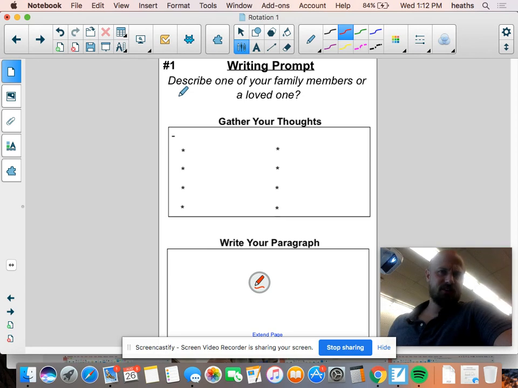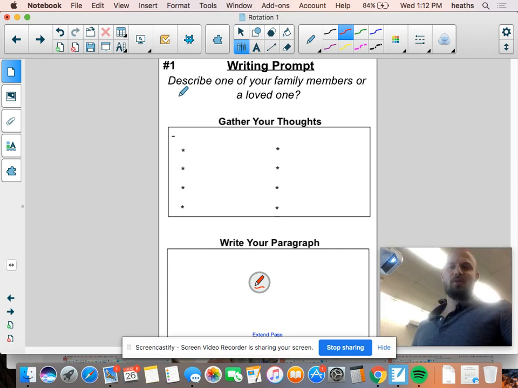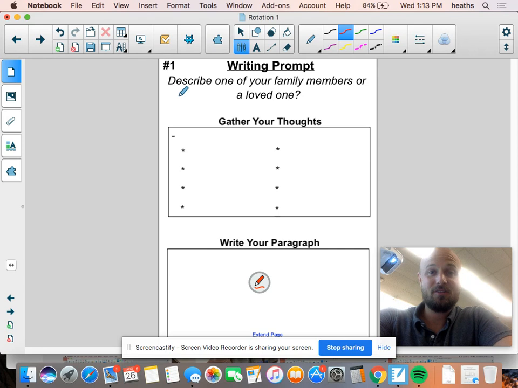So the question: describe one of your family members or loved ones, or excuse me, a loved one. And one of the keys is that we need to make sure that we are going through all the stages of the writing process. Everything from gathering your thoughts and organizing them in pre-writing, as well as writing the actual paragraph, and then going back and doing some editing.